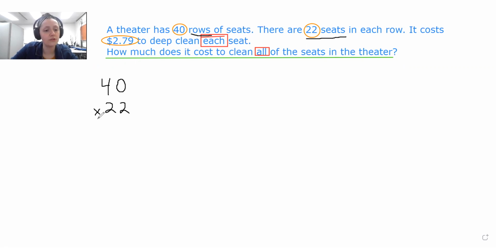So when I multiply like this, when I do double-digit multiplication, I always start here with the number on the bottom right, and I multiply it out by each of the numbers on top. So 2 times 0 is going to give me 0, because any number times 0 is 0. And 2 times 4 is going to give me 8.